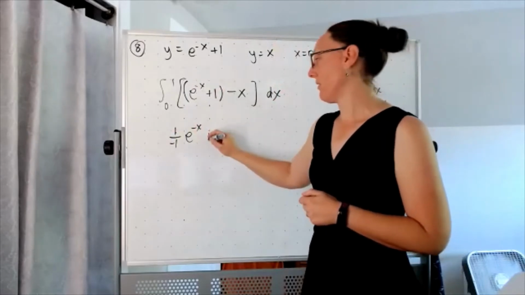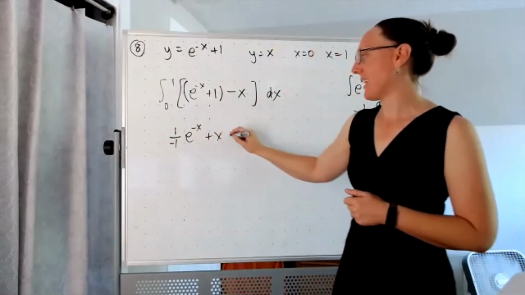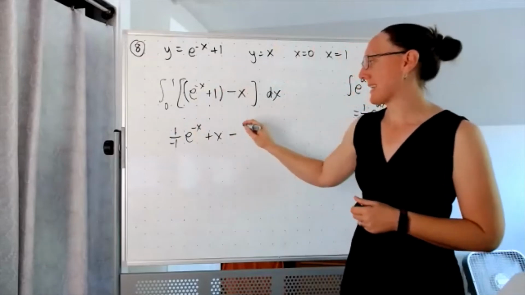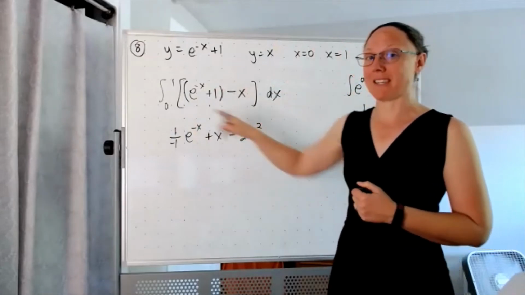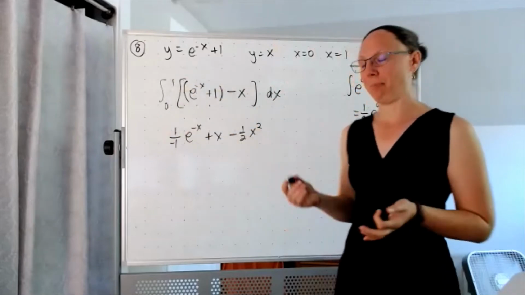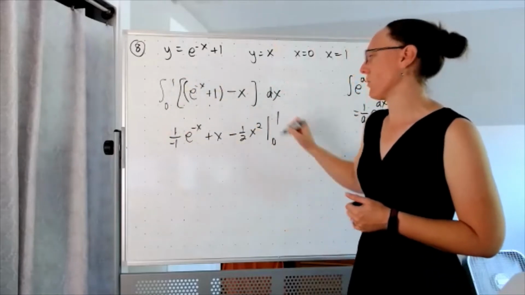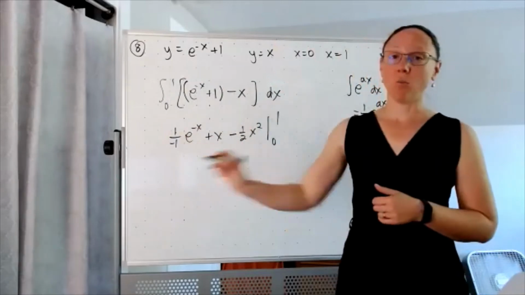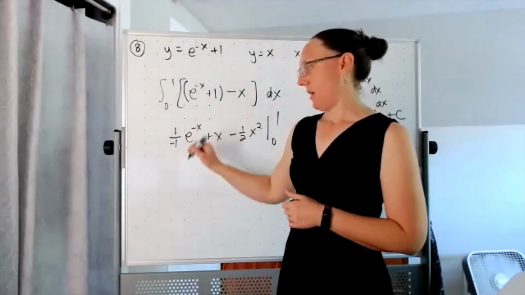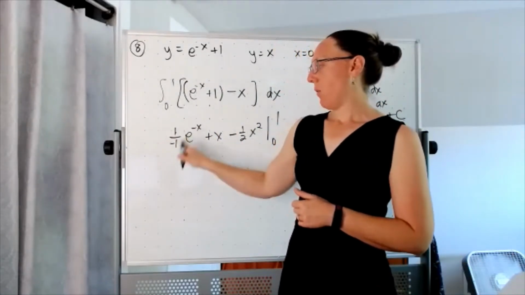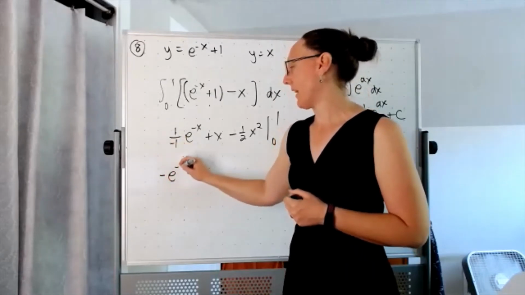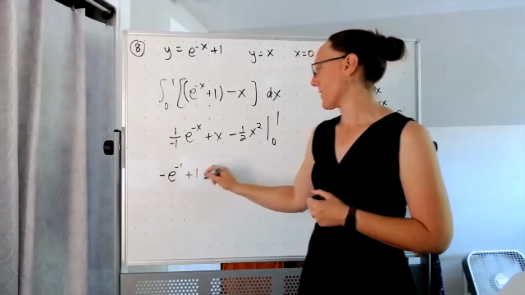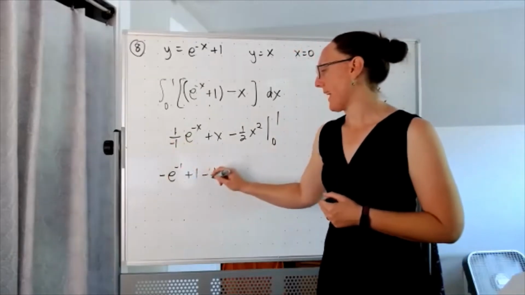The integral of 1 with respect to x is x, and the integral of x with respect to x is 1/2 x squared. I don't need a plus c because this is a definite integral and I have bounds. We're going from 0 to 1. So I'm going to plug in 1 everywhere. 1 over -1 is just a negative, so I'm going to write that as negative e to the -1 plus a 1 minus a 1/2.